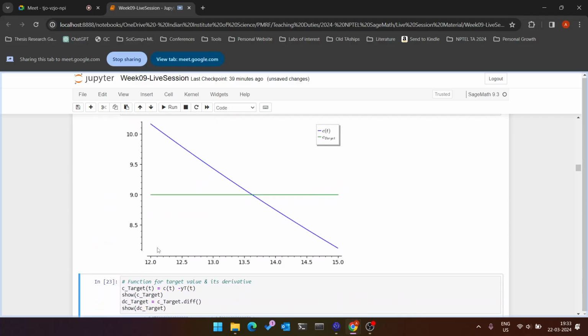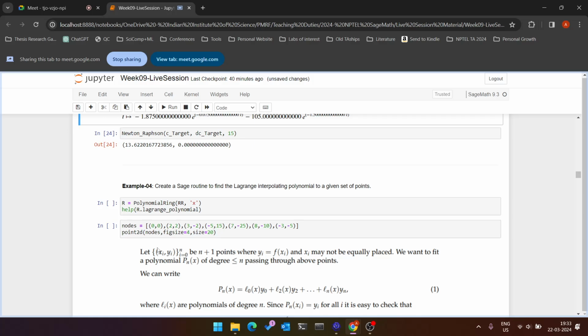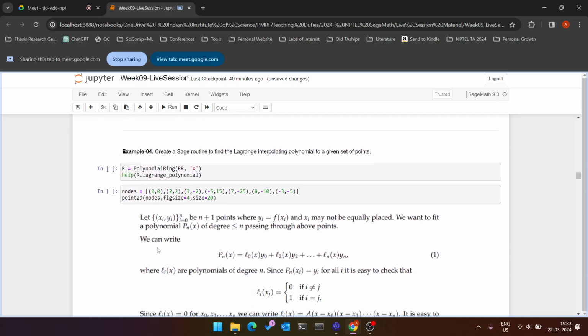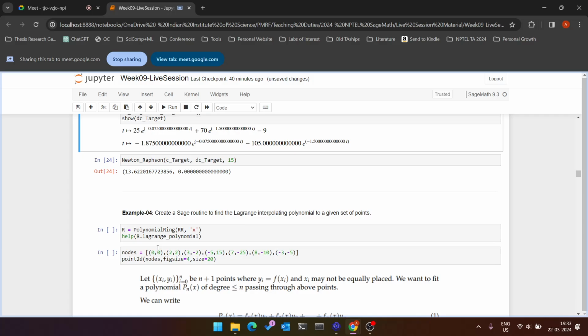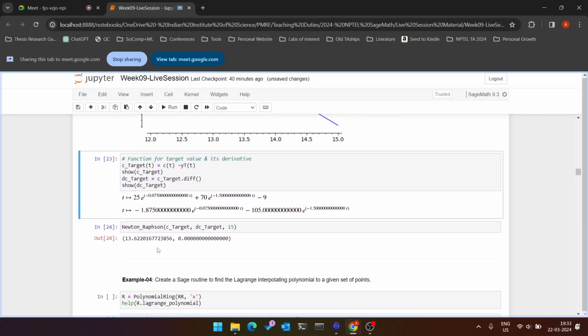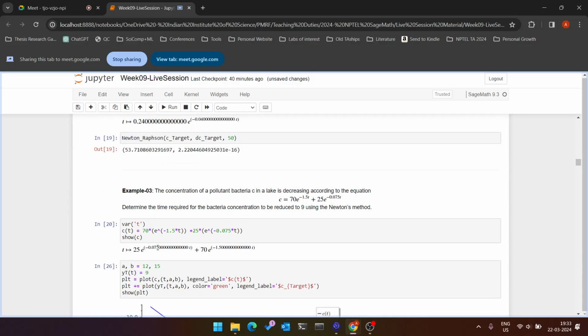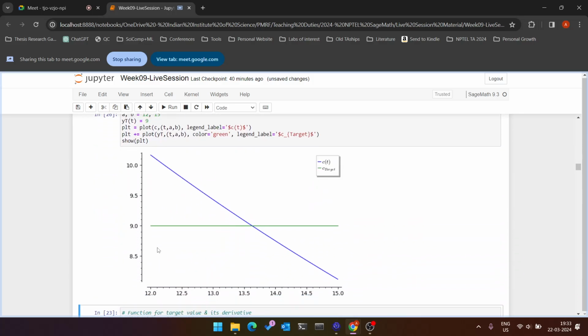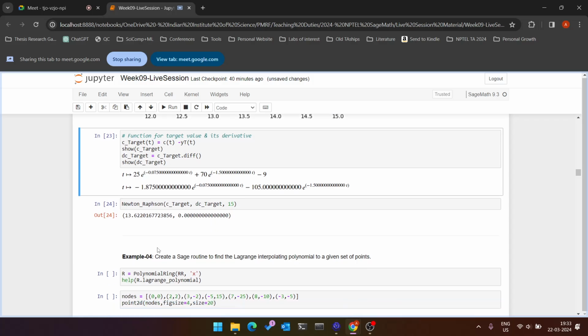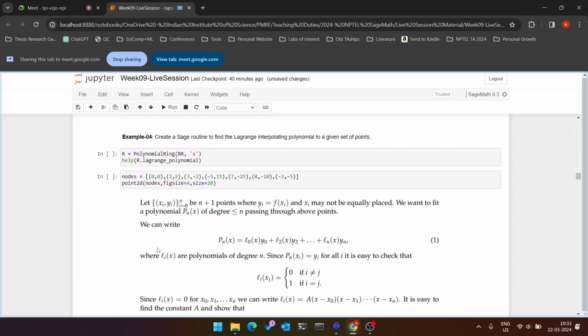These three examples cover basically the root finding methods taught in the previous class. Okay, if you have any doubts here, we can stop. Otherwise, I will move on to the next one.